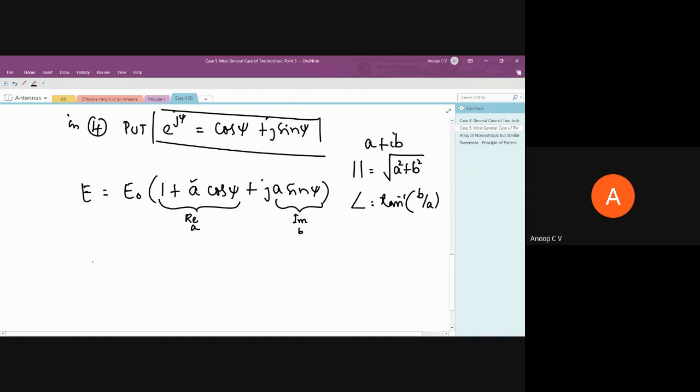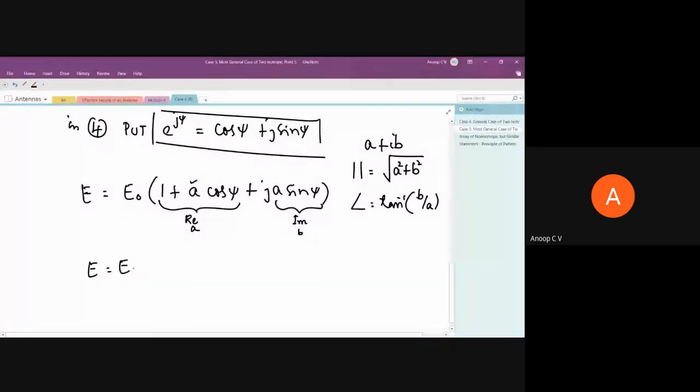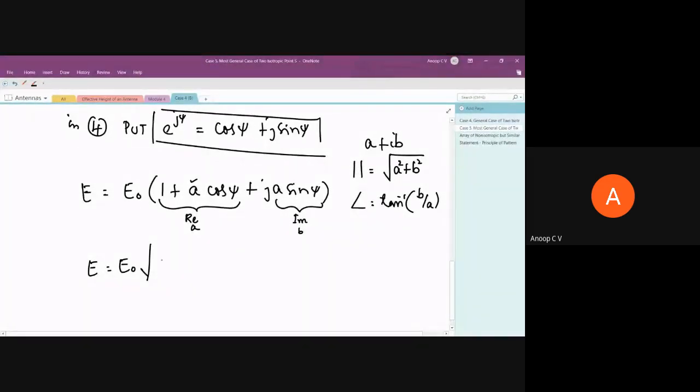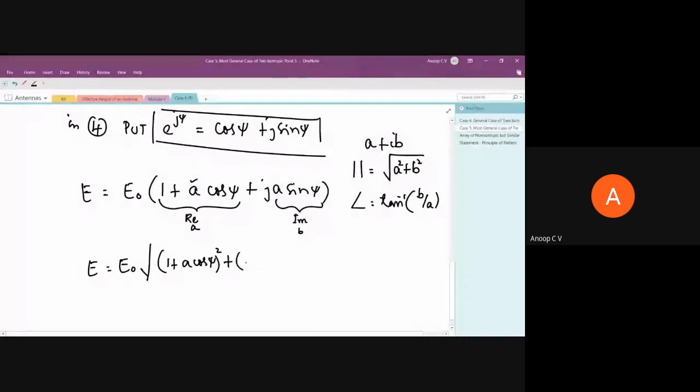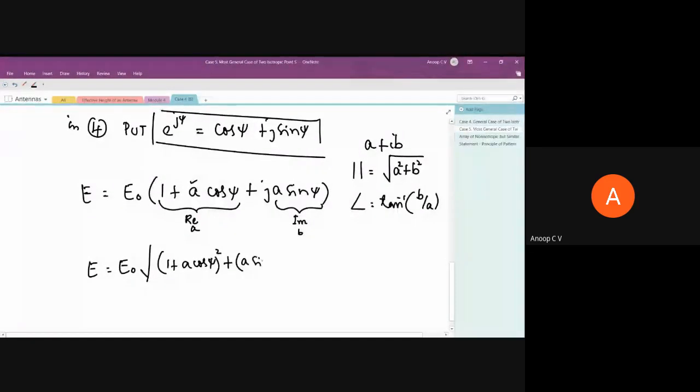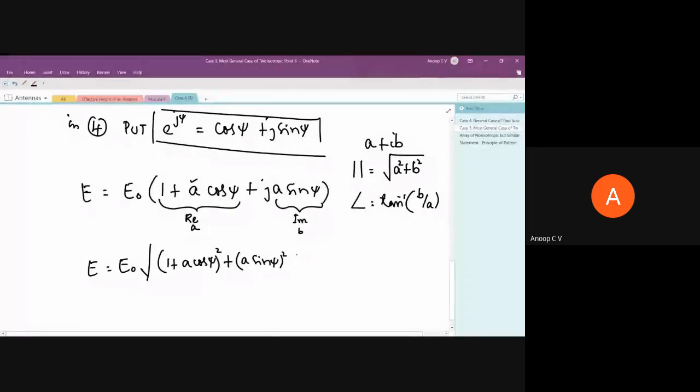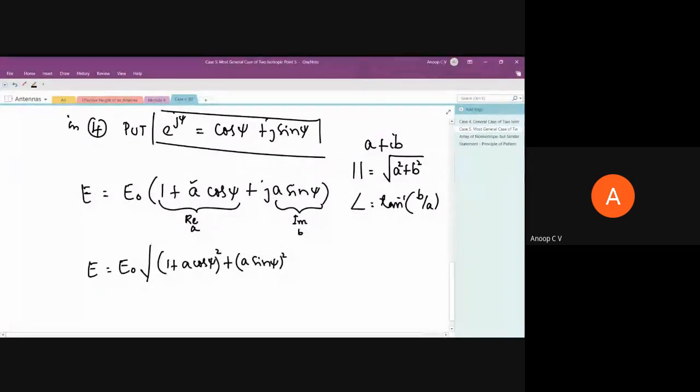So I can write E is equal to this E naught, right? E naught will be common, so I can write E naught outside. E naught into root of a square plus b square. Here a is actually 1 plus a cos psi the whole square, plus b, the imaginary part, is a sin psi the whole square. This entire thing under root. So this much will be the magnitude.